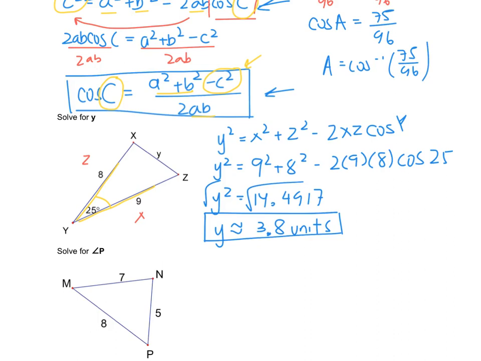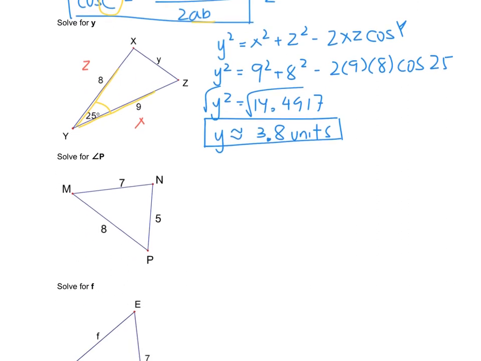If I were given, let's say, angle x and I have side x, then I would go ahead and use sine law. But this is that duck conformation, so I'm going to use cosine law. Let's go to the next one.